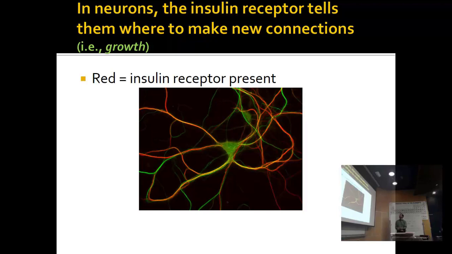So actually neurons have insulin receptors. The insulin receptor will tell the neurons where to grow. So it's actually important to the brain that the insulin will tell the neuron which way to go.